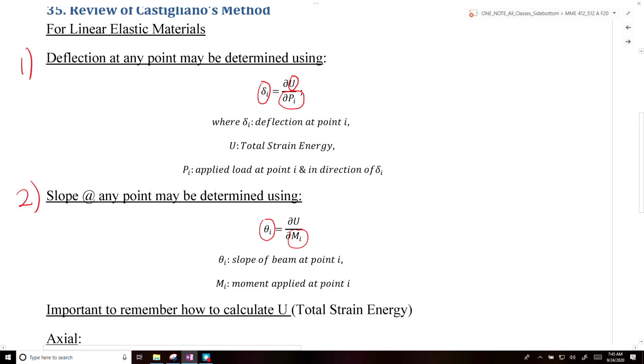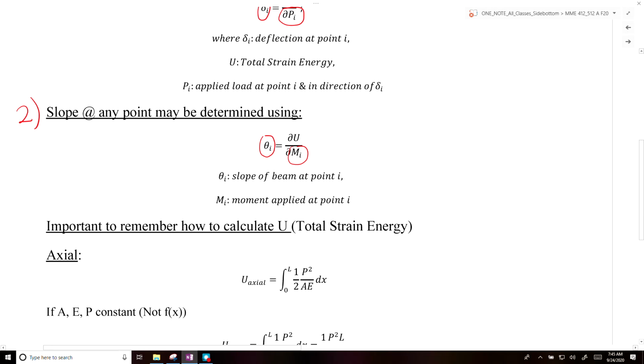So, in order to use Castigliano's method, the first thing you need to do is determine the strain energy. The strain energy we can define for different cases of loading.